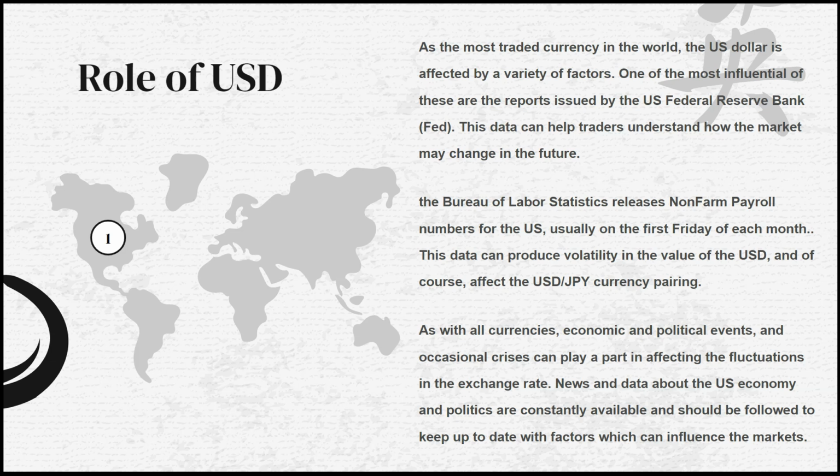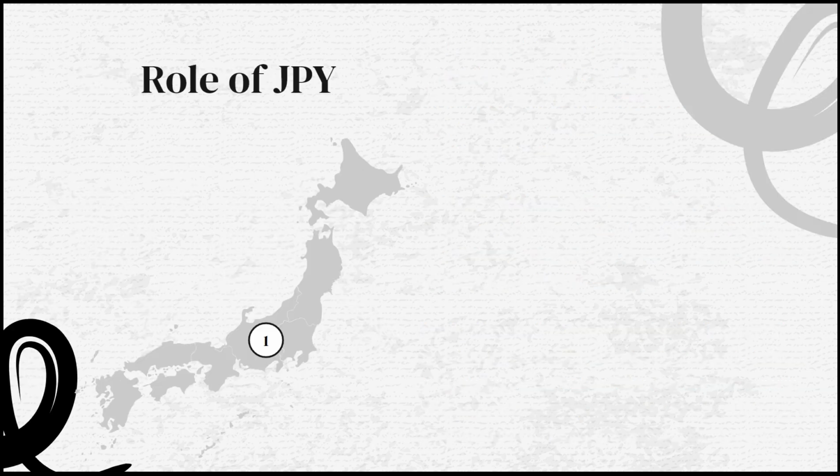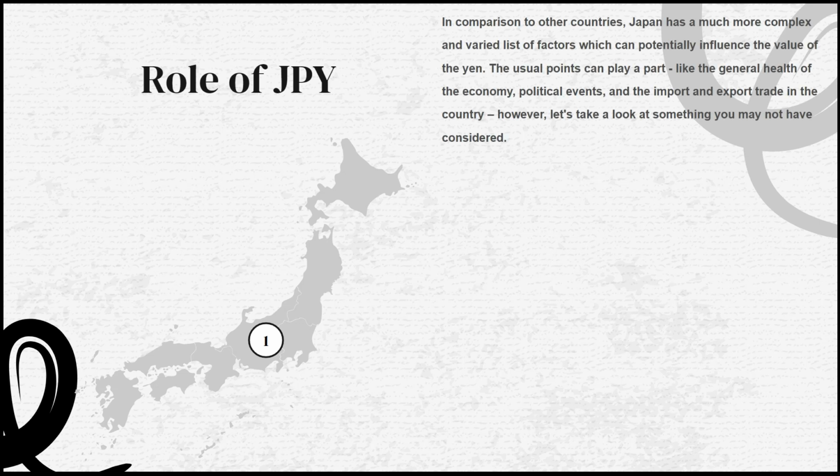As with all currencies, economic and political events and occasionally crises can play a part in affecting the fluctuations in the exchange rate. News and data about the US economy and politics are constantly available and should be followed to keep up to date with factors which can influence the markets. The role of the JPY. In comparison to other countries, Japan has a much more complex and varied list of factors which can potentially influence the value of the yen. The usual points can play a part, like the general health of the economy, political events, and the import and export trade in the country.